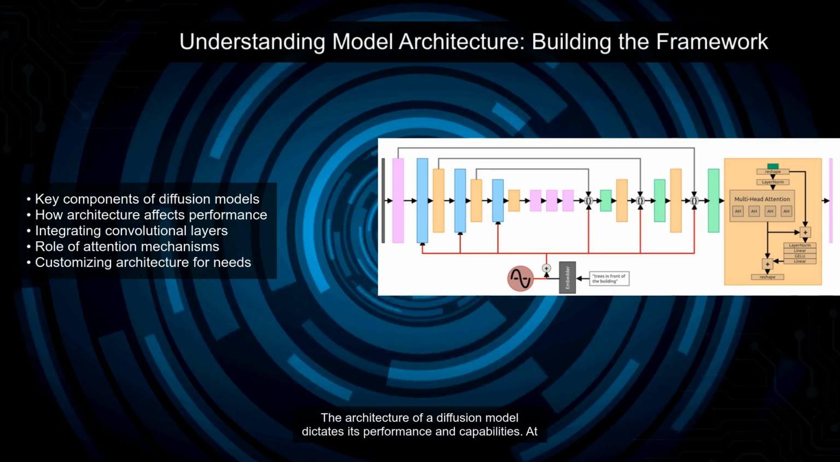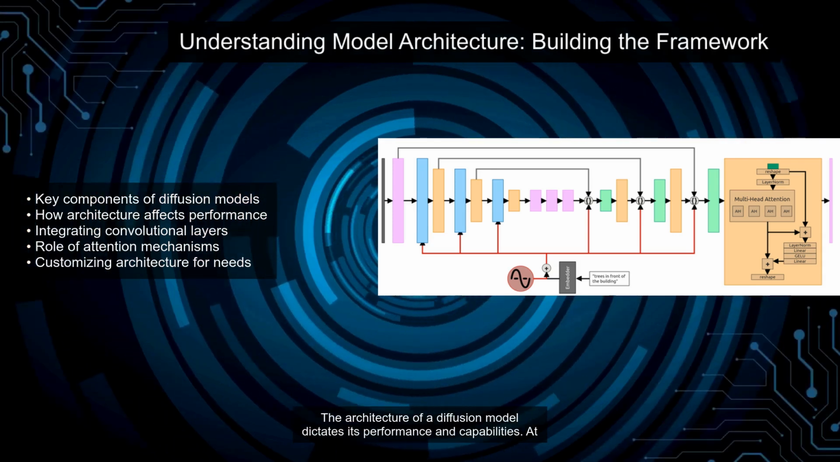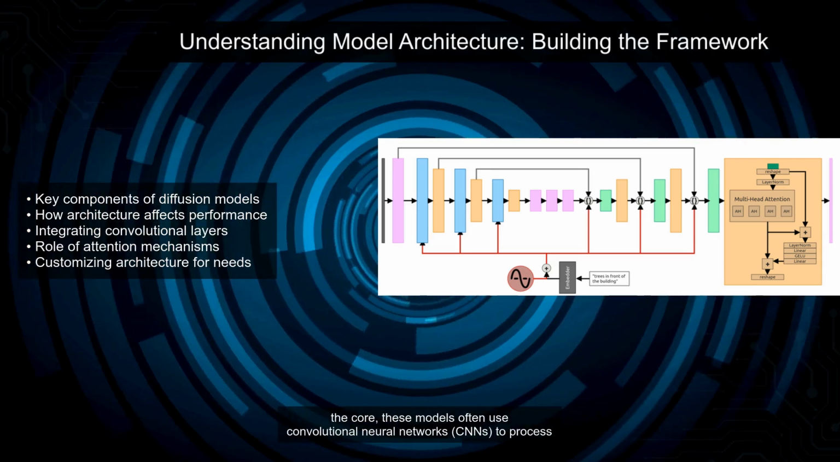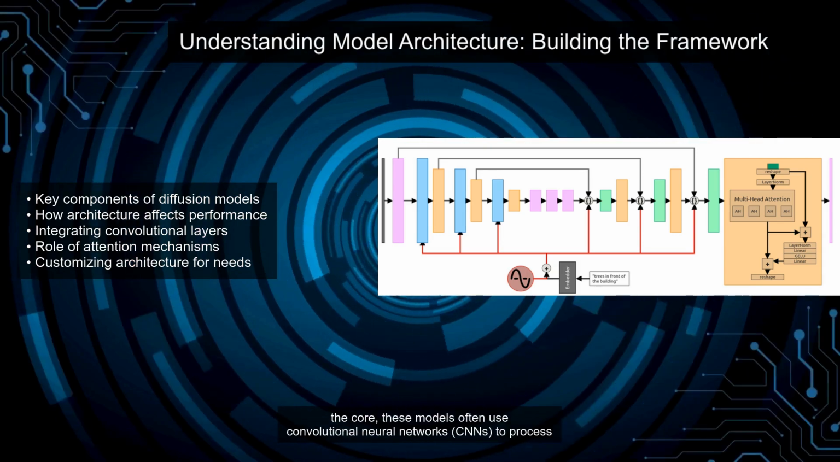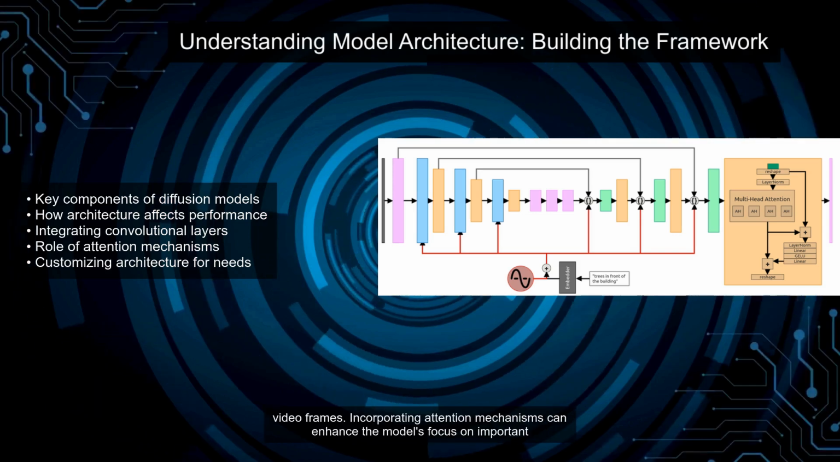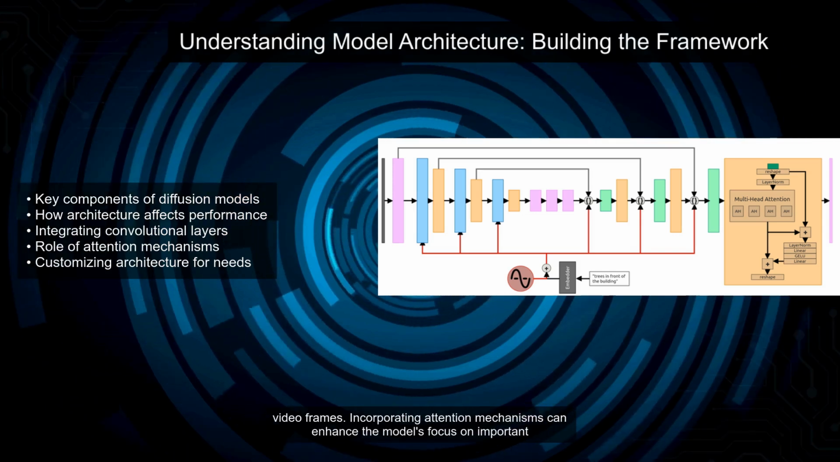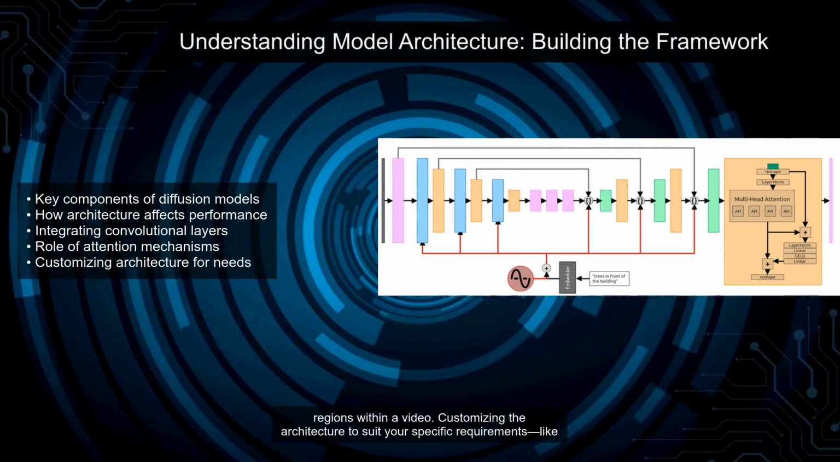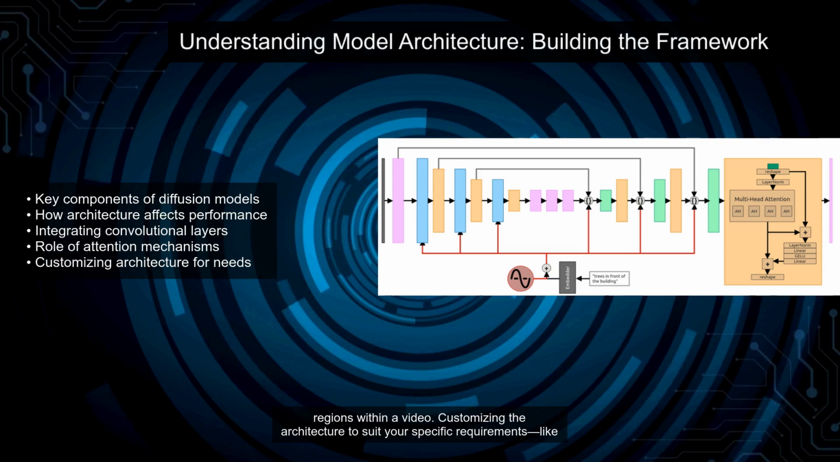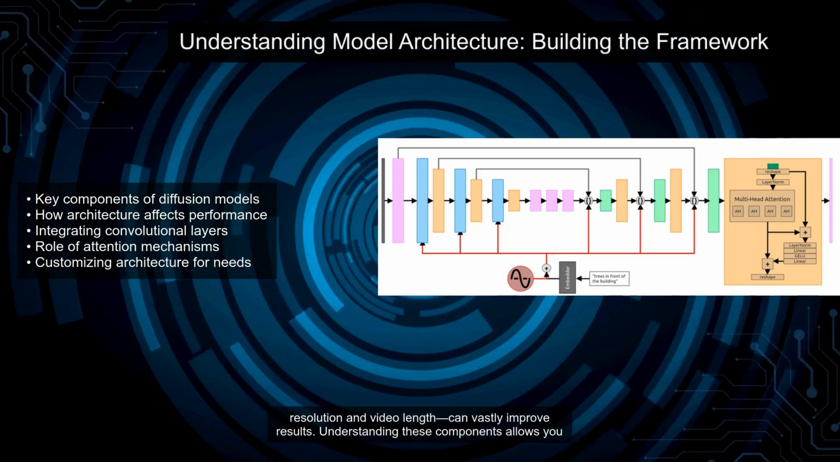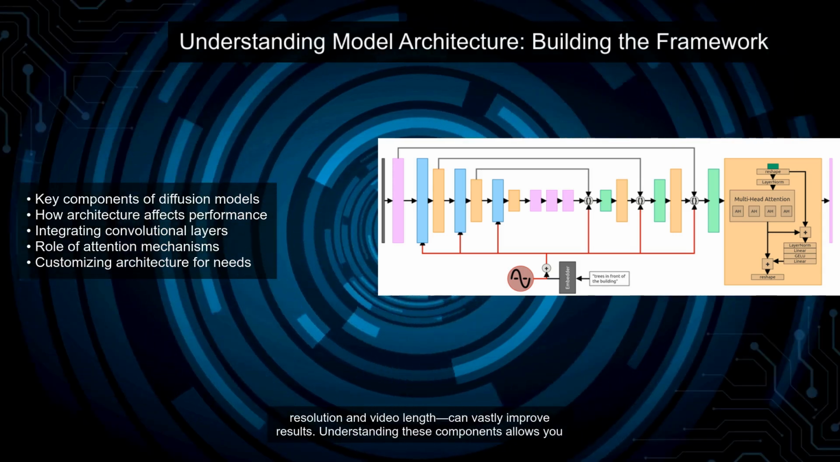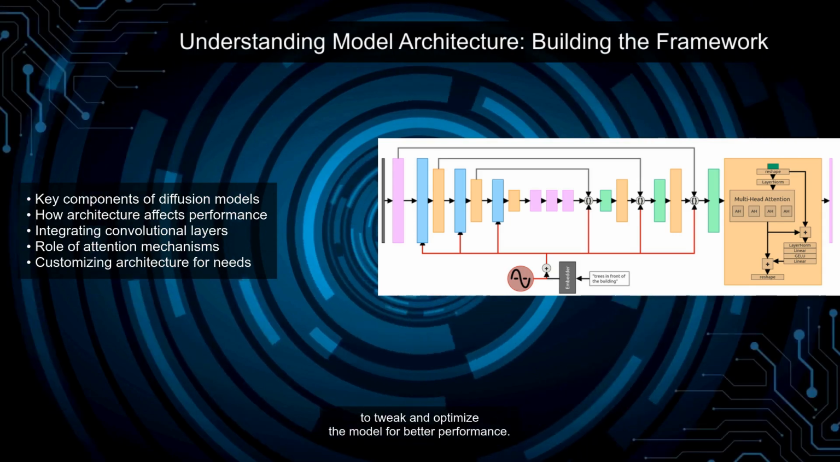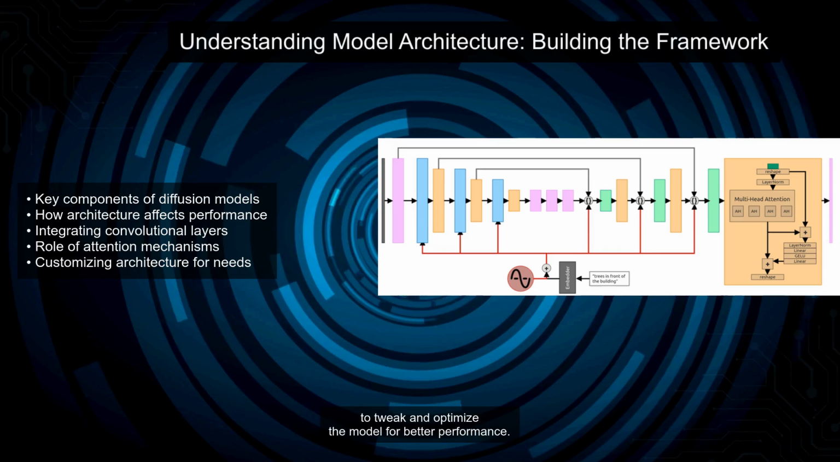The architecture of a diffusion model dictates its performance and capabilities. At the core, these models often use convolutional neural networks, CNNs, to process video frames. Incorporating attention mechanisms can enhance the model's focus on important regions within a video. Customizing the architecture to suit your specific requirements like resolution and video length can vastly improve results. Understanding these components allows you to tweak and optimize the model for better performance.